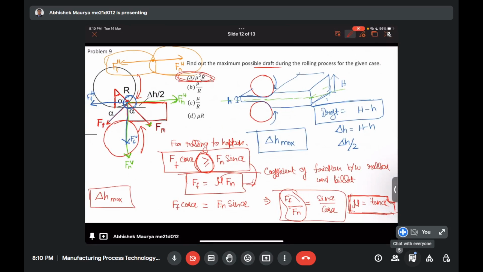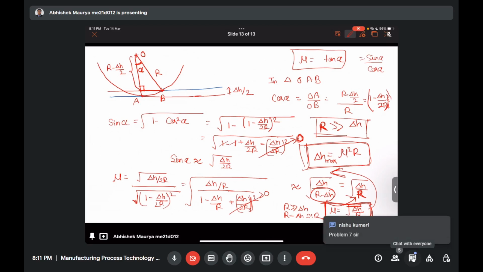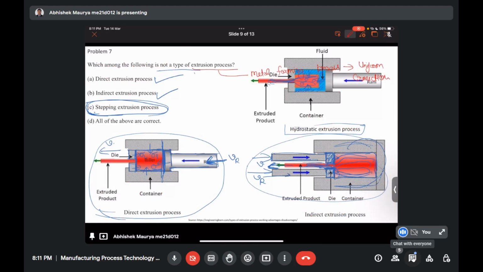So I have explained the solution of this problem. Is this clear to everyone, or is there a doubt at some step? Okay, others, is it clear? Any one of you, any doubt? Problem 7, this one. Yes, Nishu, please tell.